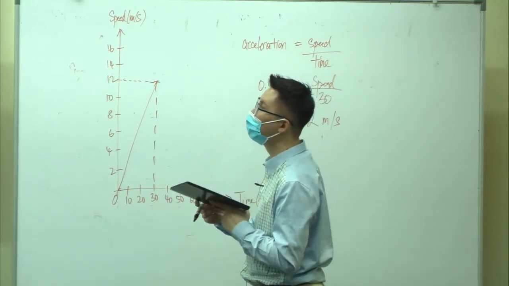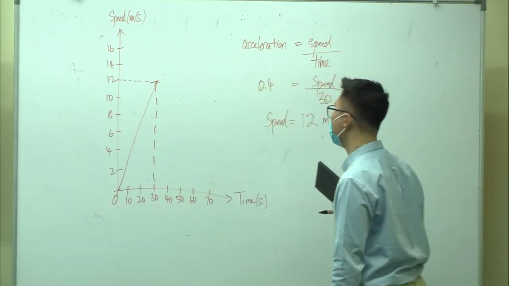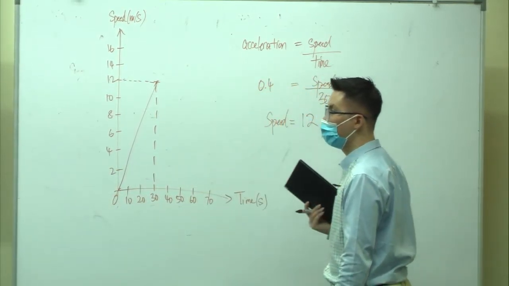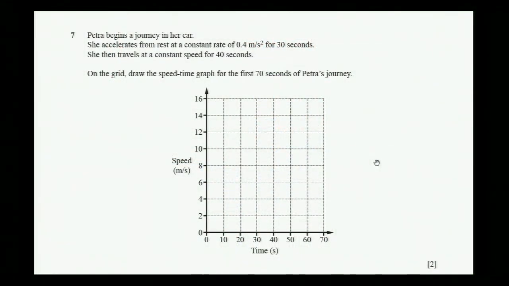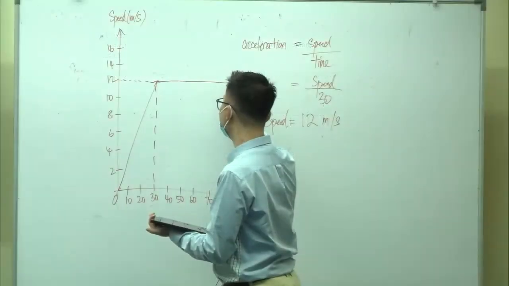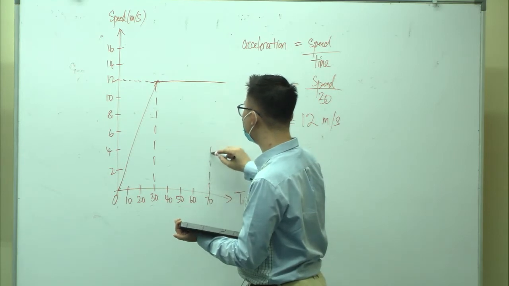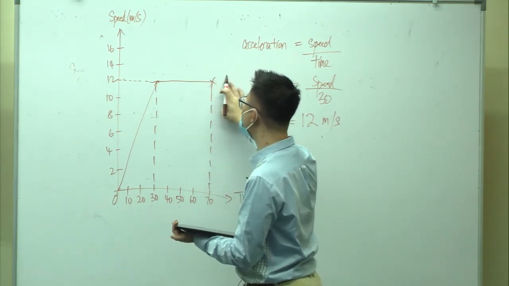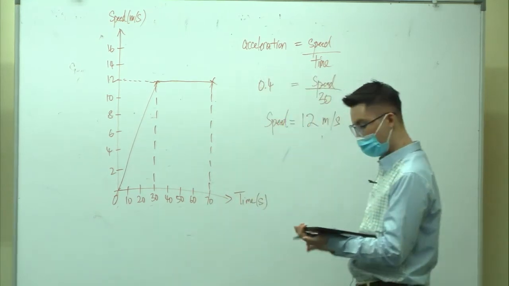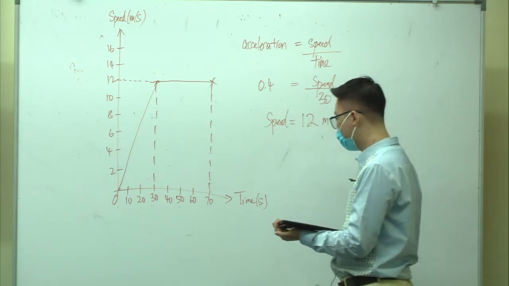And then, it tells you she then travels at a constant speed for 40 seconds. Constant speed means the speed doesn't change, right? So we remain at the same number. It's a horizontal straight line for 40 seconds, until, you see, 30 plus 40 is 70. Stop here, at 70. So this is the graph. Okay?